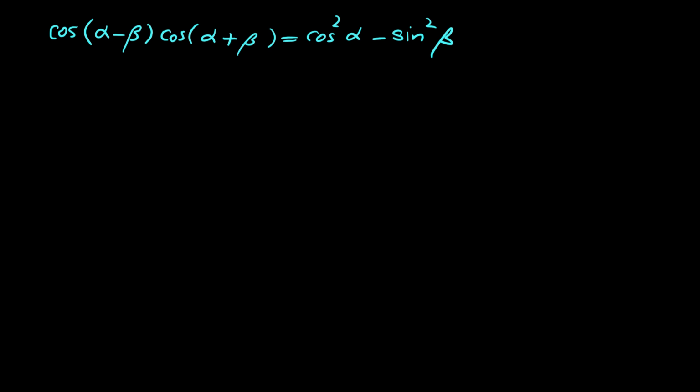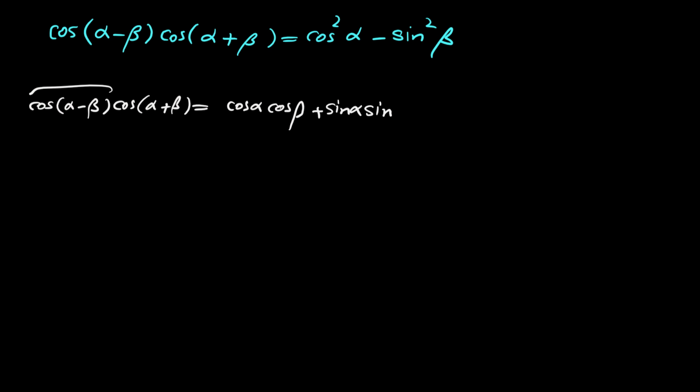For the left side, it should be clear that we have to use the sum and difference identities for cosine. So we start from the left side, cosine alpha minus beta, cosine alpha plus beta, and we expand this. Cosine alpha minus beta is cosine alpha cosine beta plus sine alpha sine beta. This is for the first cosine.